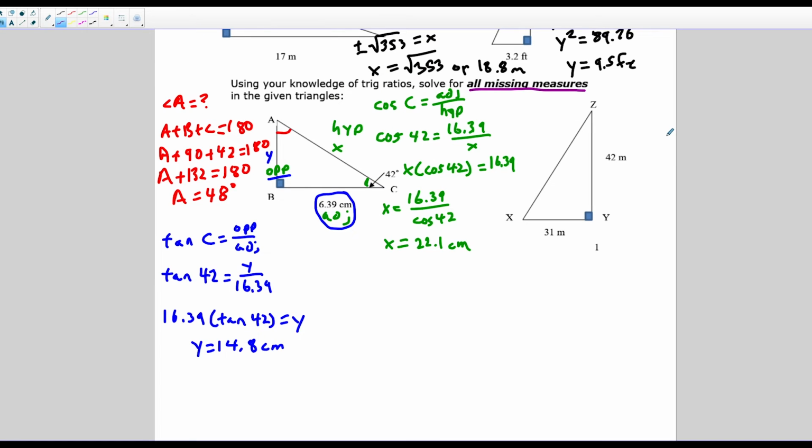Here you can pause the video and try out the second triangle on your own. Remember, we're going to look for three things. We're going to look for side X here. We're going to look for angle X and then angle Z. So the three things: X is equal to something, angle X is equal to something, and angle Z is equal to something. So pause the video and unpause once you're done to check your work.